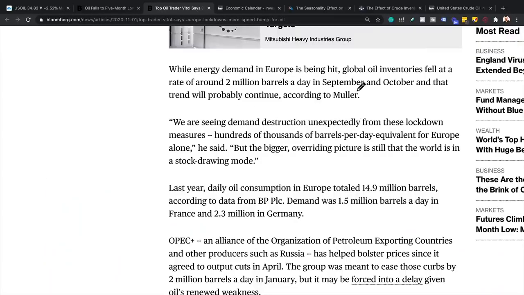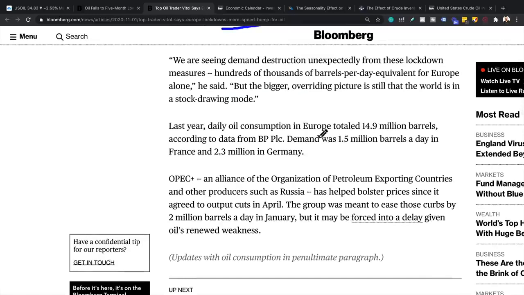So what they were basically citing there is the fact that the supply also fell at a rate of 2 million barrels a day in September and October. And to give you an idea of how important Europe is, the consumption is around 15 million barrels per day on average. So certainly significant with regards to overall consumption of oil per day.